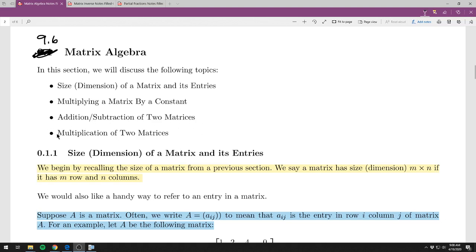And the last topic is multiplication of two matrices. This thing is kind of weird in how it works. I'll go ahead and warn you now, so when we get there you'll understand, because addition and subtraction of matrices work the way you would guess. Multiplication wouldn't work that way, and you won't be able to do it whenever you want.